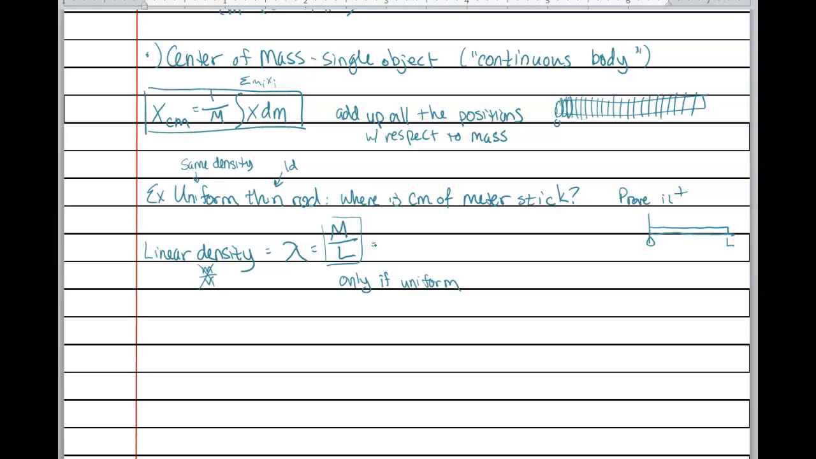Now we're also going to say that lambda could be dm over dx. So it's essentially the calc-style derivative of the mass with respect to position, which we can rearrange. We're going to do some illegal calculus here to say, okay, dm is equal to lambda dx. So we need to know both of those things in order to make this math happen.